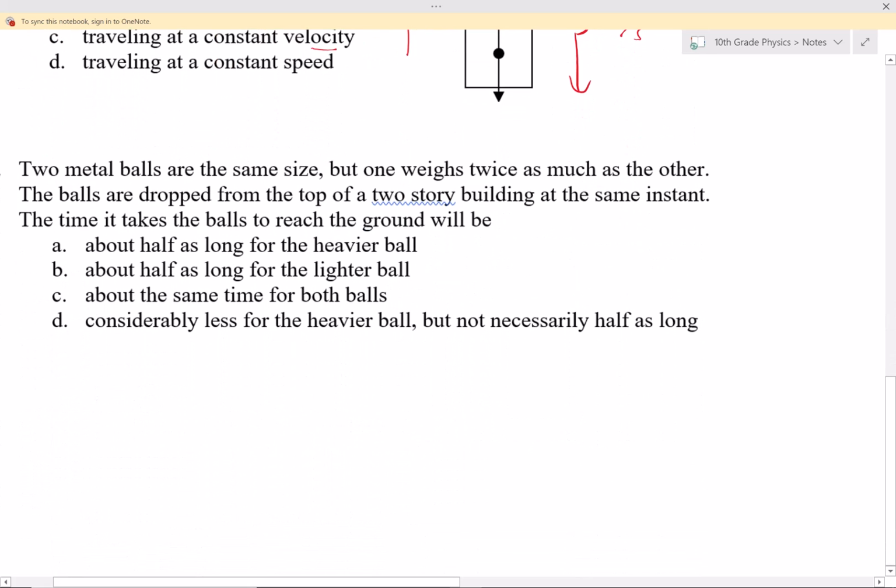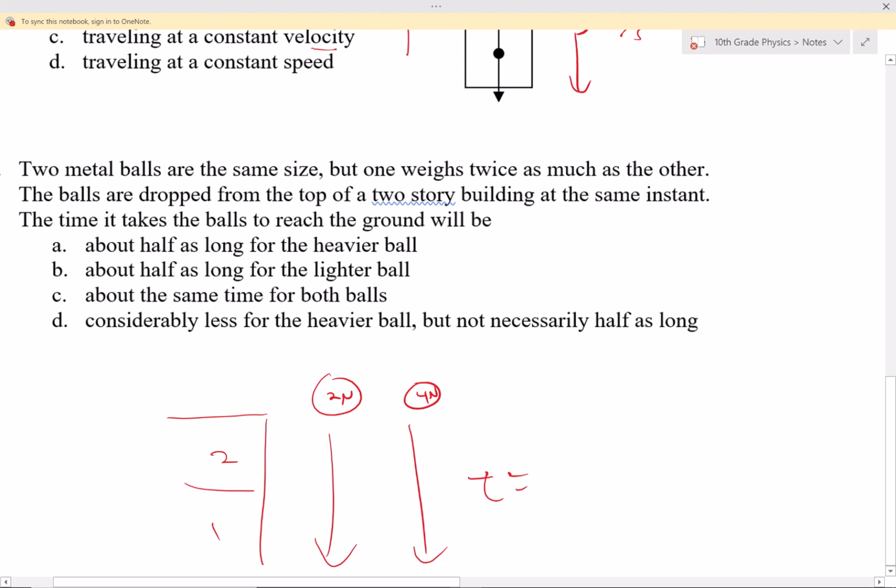Two metal balls are the same size, but one weighs twice as much as the other, right? Same size. Maybe this weighs 2, this one weighs 4. Again, weight is a force, so it'd be like 2 newtons. They're dropped from a 2-story building, so imagine you have a 2-story building over here. The time it takes the balls to reach the ground is, which one's going to hit the ground first?